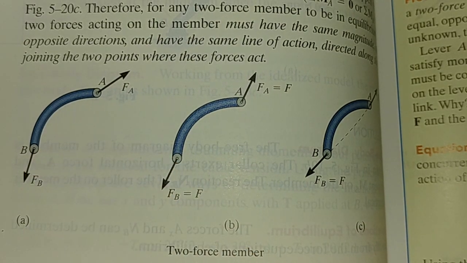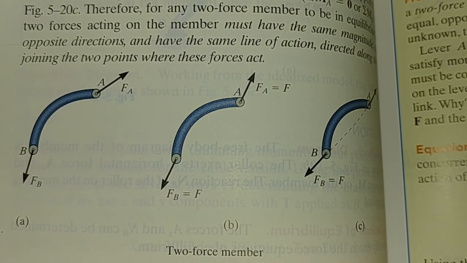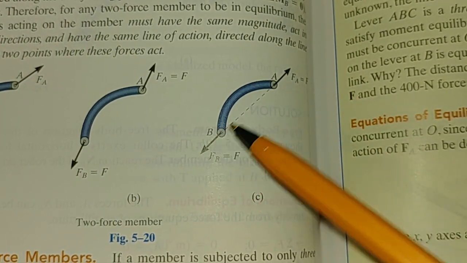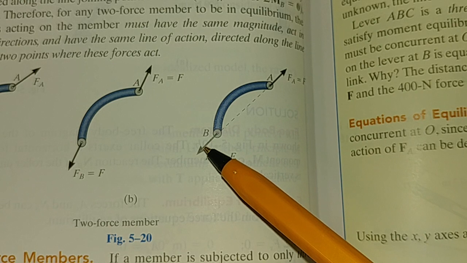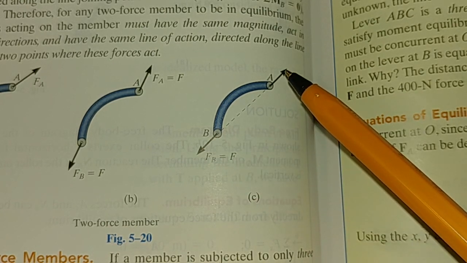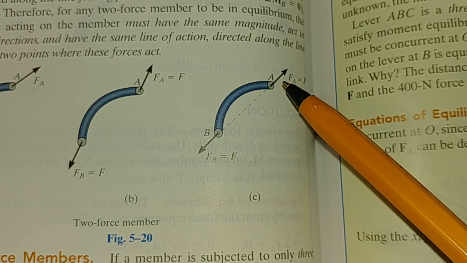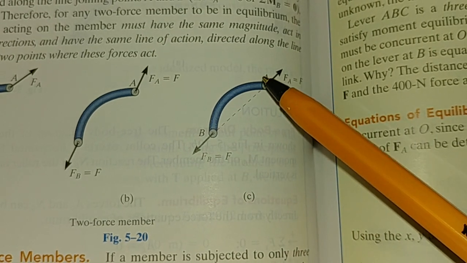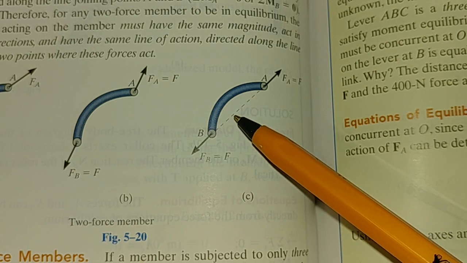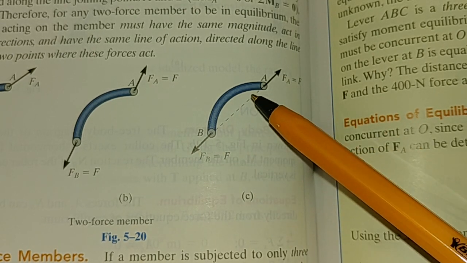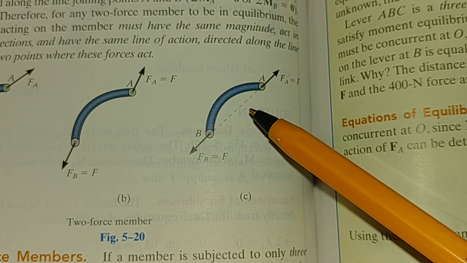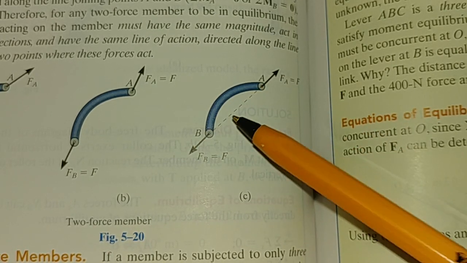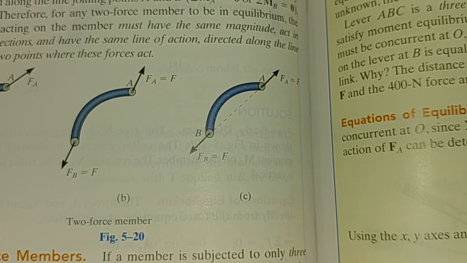If the member is in equilibrium, then it has to follow this rule. The forces must be equal, opposite, and along the same line of action. Why? Because if it is in equilibrium, the forces must cancel out, the sum of the forces must be 0, and the sum of the moments must be 0.